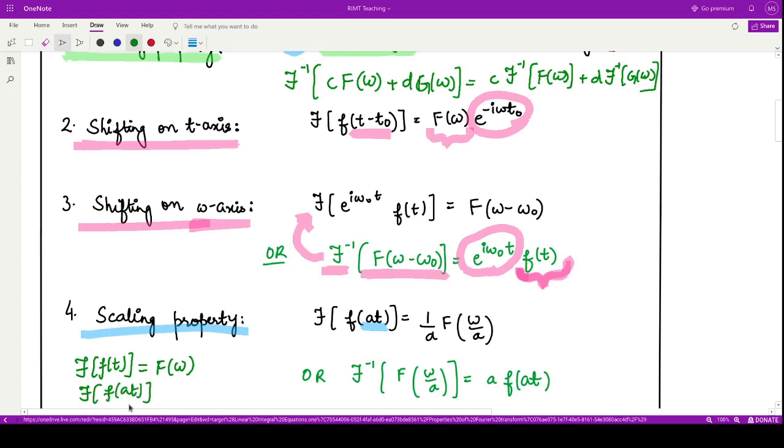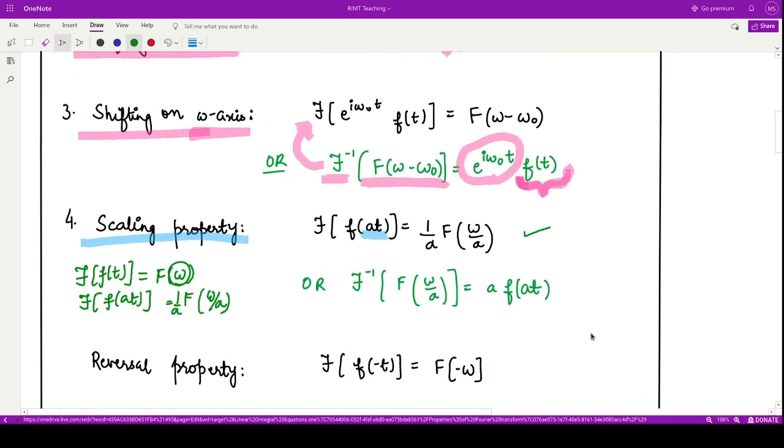Instead of using the definition all over again and calculating it again, you just replace this omega by omega by a. So you will have F of omega by a here, and you divide this whole thing by 1 by a. That is what this property tells you, and in the other sense it is like this.